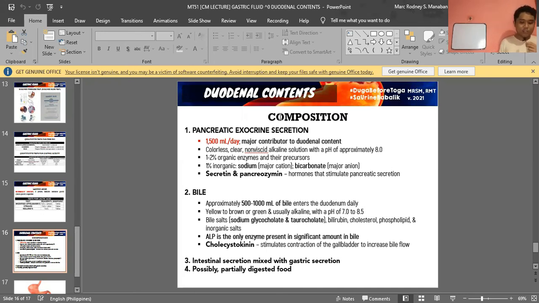And other components, of course, are intestinal secretions mixed with gastric secretions from the stomach, and possibly partially digested food. So very straightforward, very easy, one slide. You just have to take note of the composition of the duodenum.